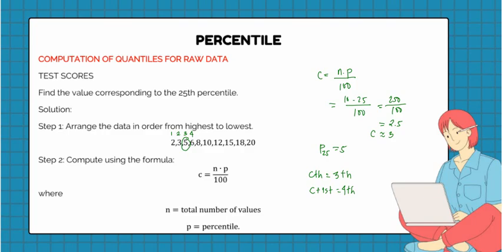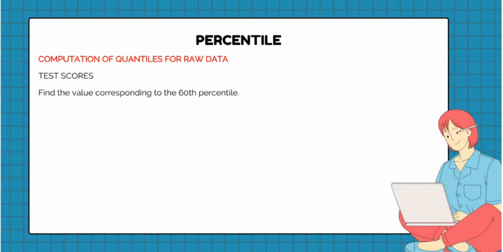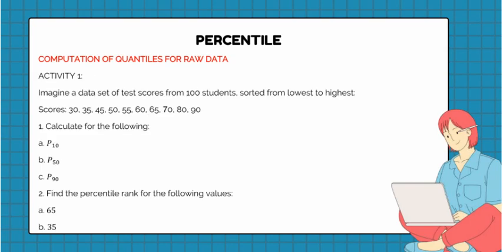So, for this case, our P is going to be equal to 5.5, because that is the value halfway between 5 and 6. Okay? That is a certain scenario wherein it is a whole number. But if it's not a whole number, you just have to round it up. Okay? And start counting from the lowest value.